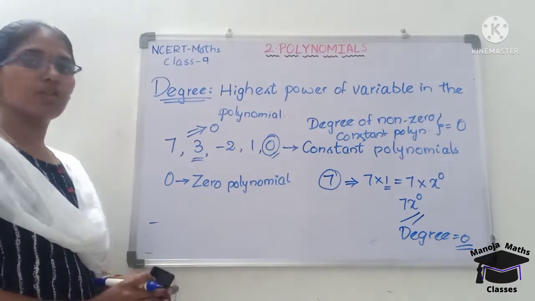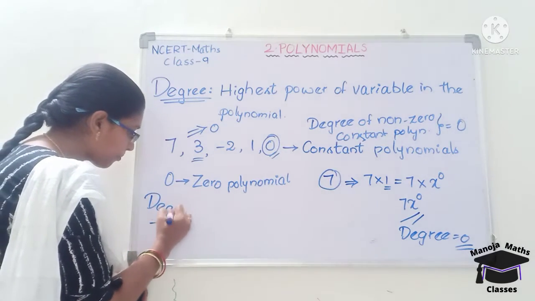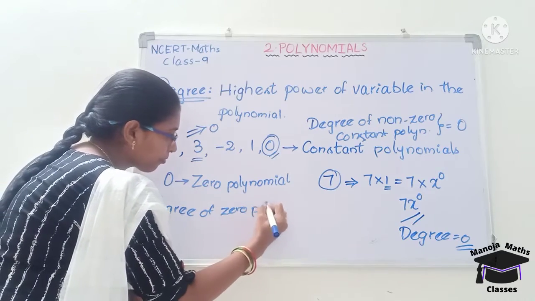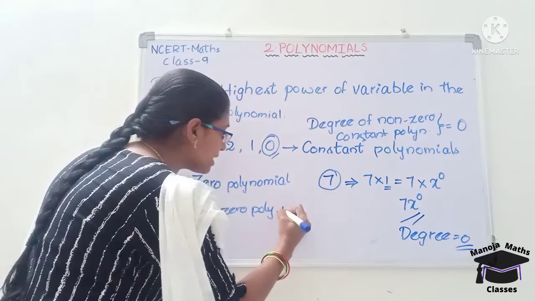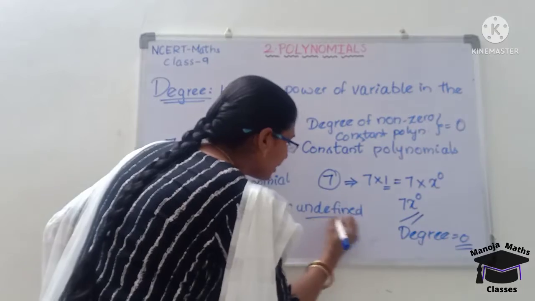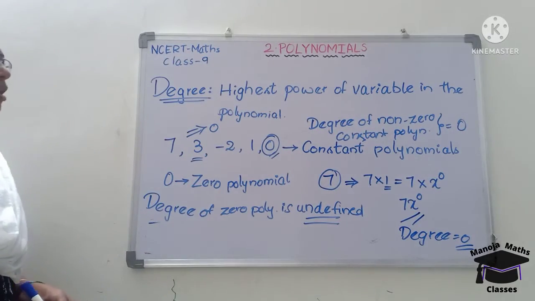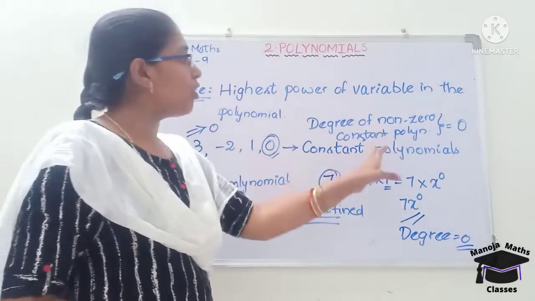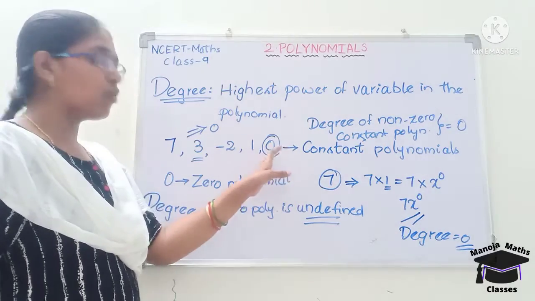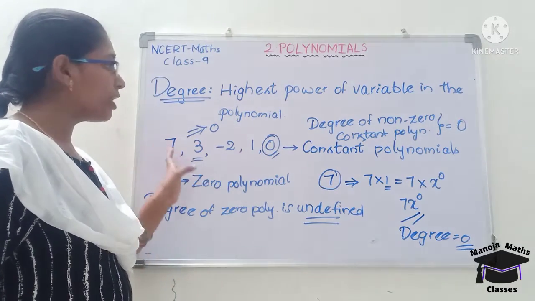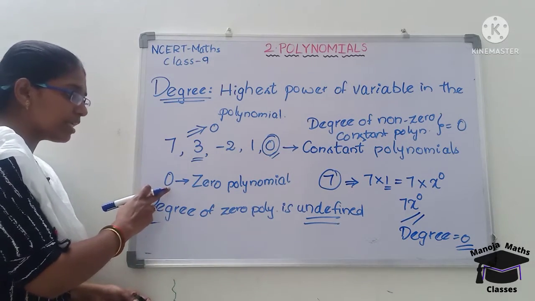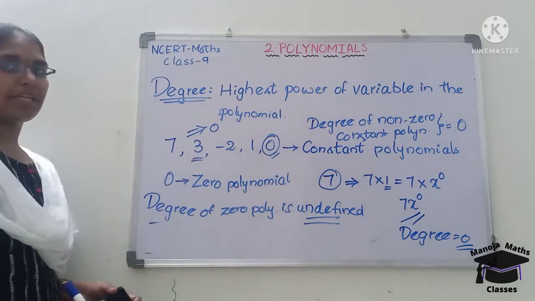And what is the degree of 0? That is, what is the degree of 0 polynomial? Degree of 0 polynomial is undefined. You can't define the degree of 0 polynomial. So you should remember that the degree of non-zero constant polynomials is 0. That means other than 0, you have the degree of all other constants as 0. And what is the degree of 0 polynomial? That is, what is the degree of 0? It is undefined.